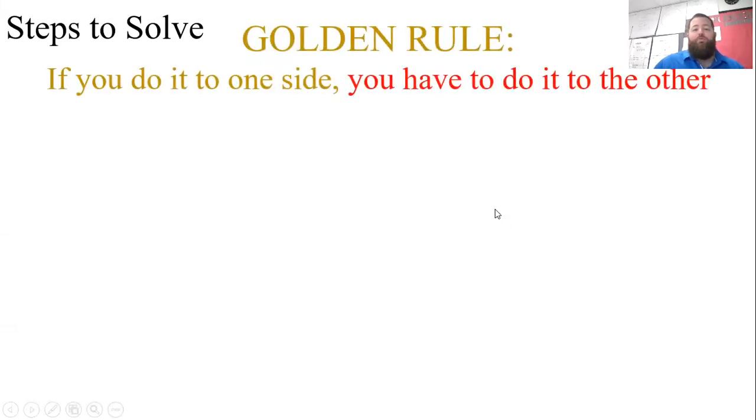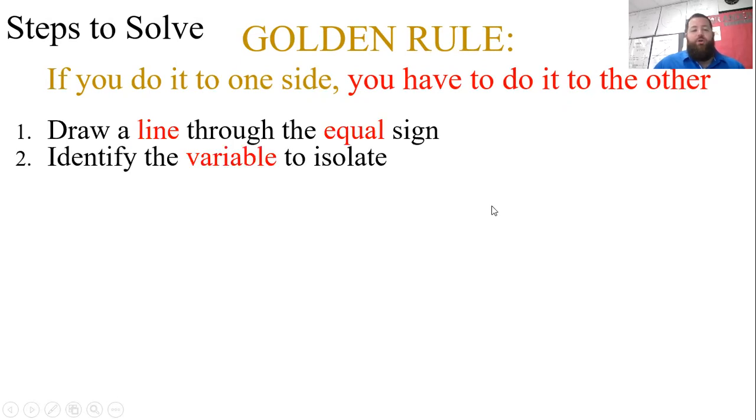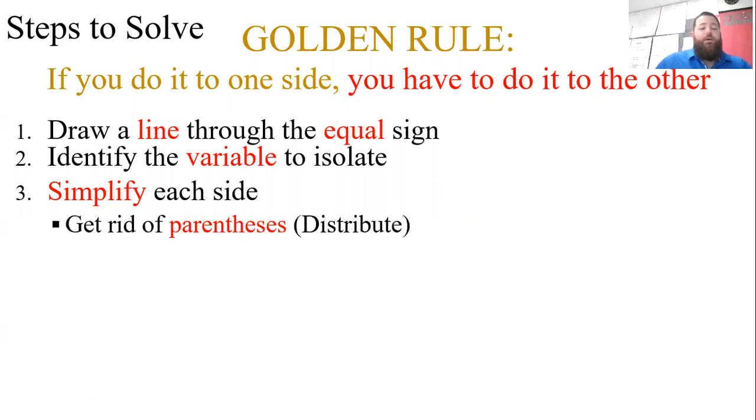So if you do the golden rule, if you've done it to one side, you have to do it to the other. We're still going to draw a line through our equal sign. We're still going to identify the variable. Step 3, we're going to simplify each side. This was the new step yesterday. So we simplify each side by getting rid of the parentheses and by combining like terms. Those are the two new things from yesterday.